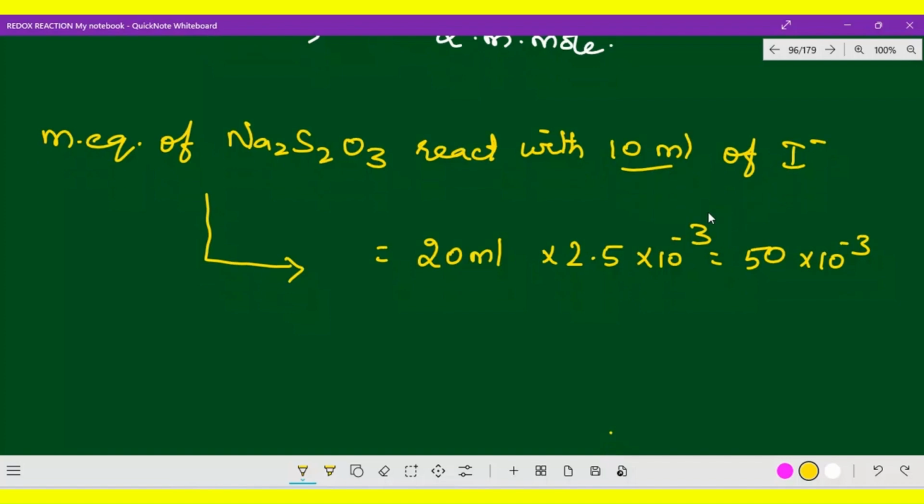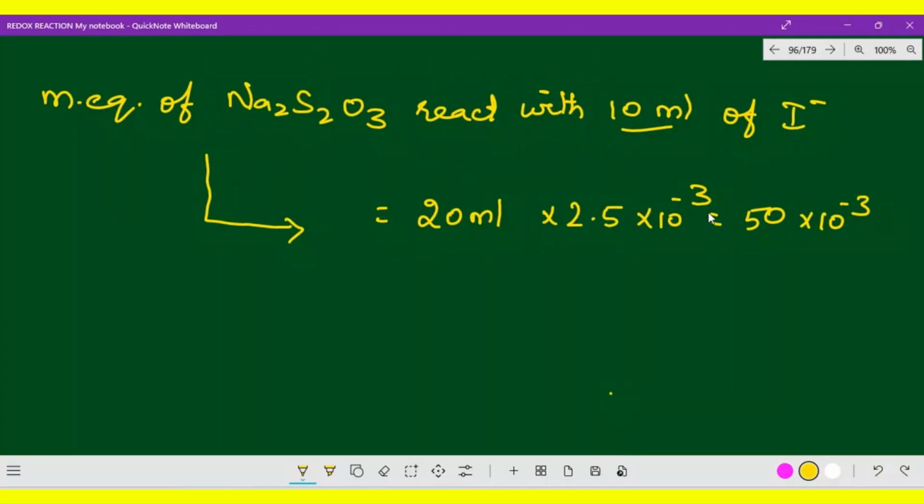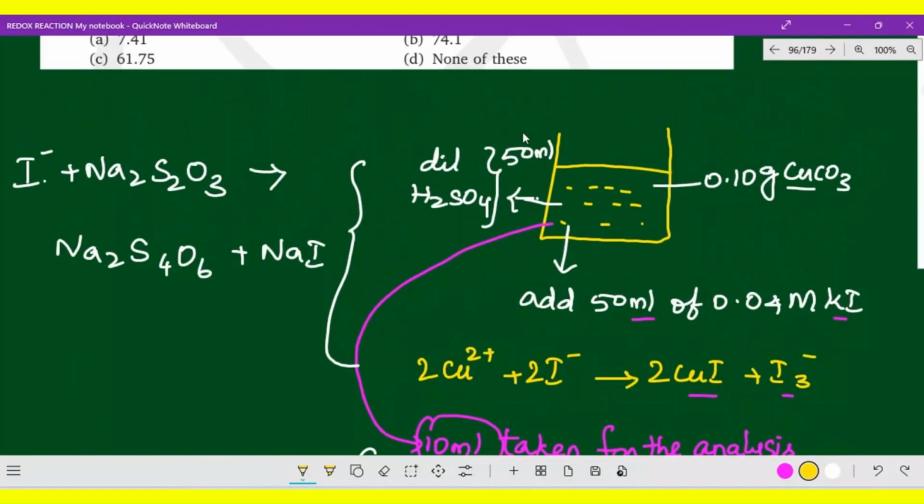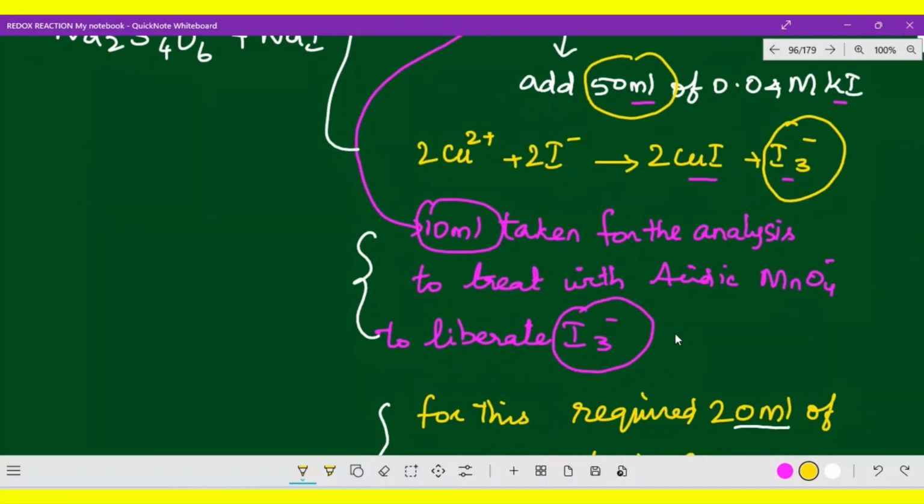Now here the milli-equivalent of the unreacted part we have to identify. Unreacted means how much solution is there in the beaker. In this 50 ml of dilute sulfuric acid, and in this 50 ml of potassium iodide solution, both are available. First we have taken 0.1 gram of copper carbonate, dissolved with dilute sulfuric acid. So that is one amount, 50 ml. Add 50 ml of 0.4 M potassium iodide solution to liberate this point, right? Here potassium iodide we are adding, copper iodide becomes a precipitate, and iodine, I3 minus, also comes out, which is liberated with permanganate ion, right?